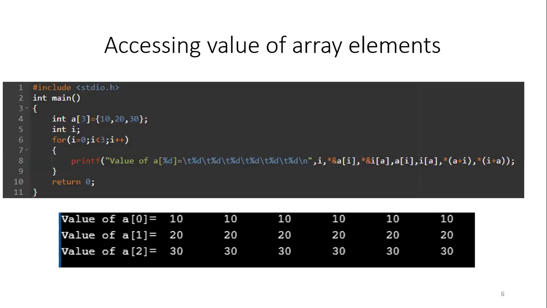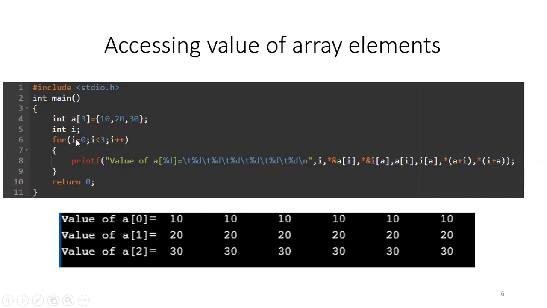Now, let us see how to access the value of the array element through a program. Here, I have declared the array A of 3 and stored the elements 10, 20 and 30. Then, I am going to use a for loop and print the value of all the array elements. Since there are 3 elements in the array, my for loop index starts from I is equal to 0, I less than 3, I plus plus.